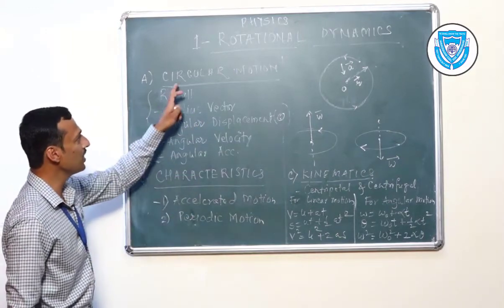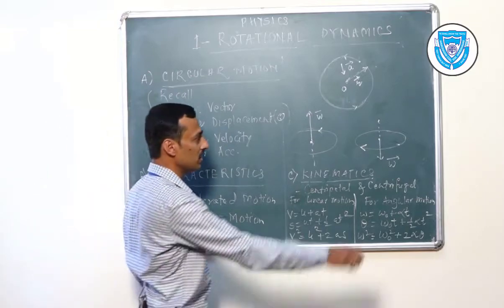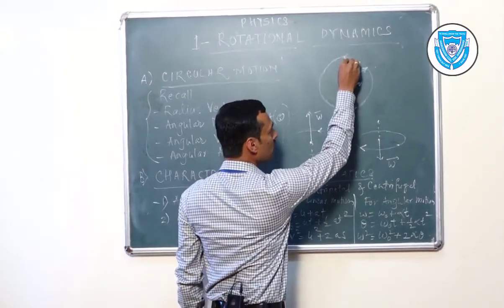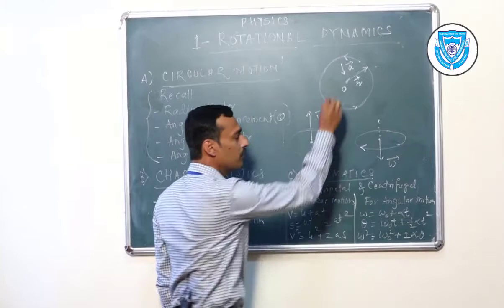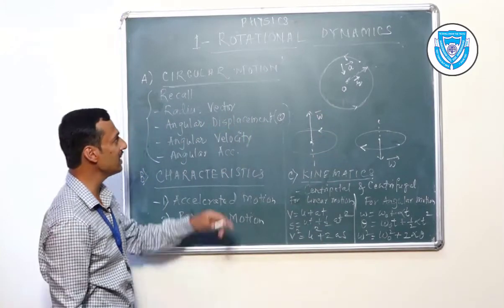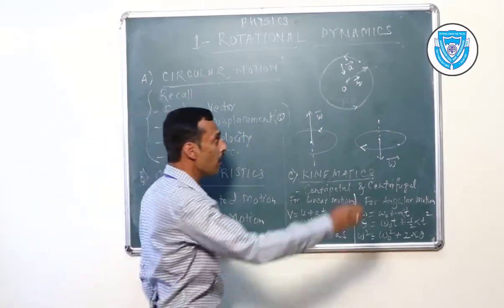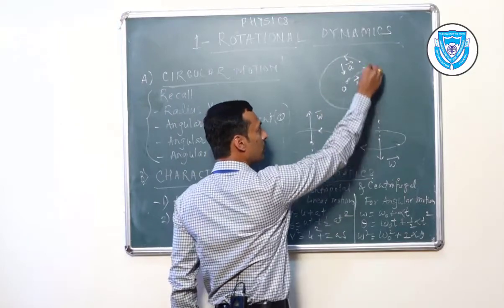Now all of you know circular motion. What is circular motion? Circular motion is the motion of a particle along the circumference of a circle. We say that is nothing but circular motion, when a particle is revolving along the circumference of a circle.